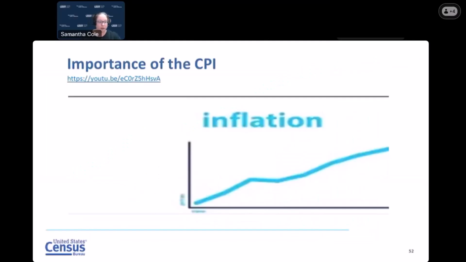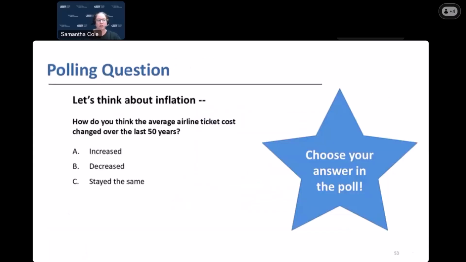All right. So now that we've learned a little bit about inflation, I want to ask a question of what you think. How do you think the average airline cost for a ticket for a flight has changed over the last 50 years? Do you think it increased, decreased, or stayed the same? And looks like the poll has been opened.